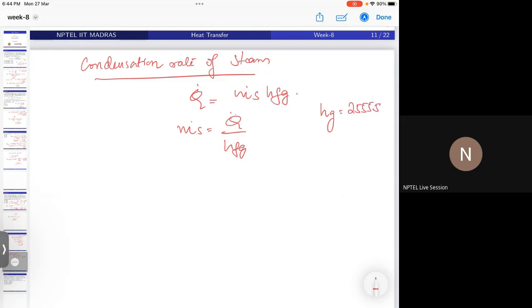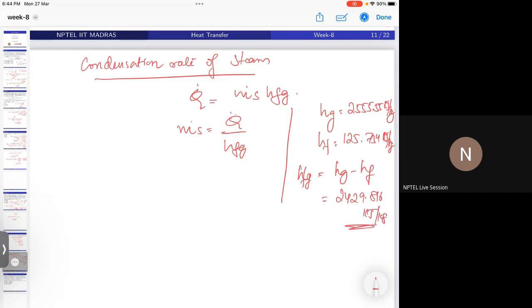If you find that, you will get hg in kilojoule per kilogram and hf as well. So how to find hfg? Simply hg minus hf, you will get 2429.86 kilojoule per kilogram. Finally, please find m dot s, which is 1087 into 10 raised to 3 divided by 2429.816 into 10 raised to 3.